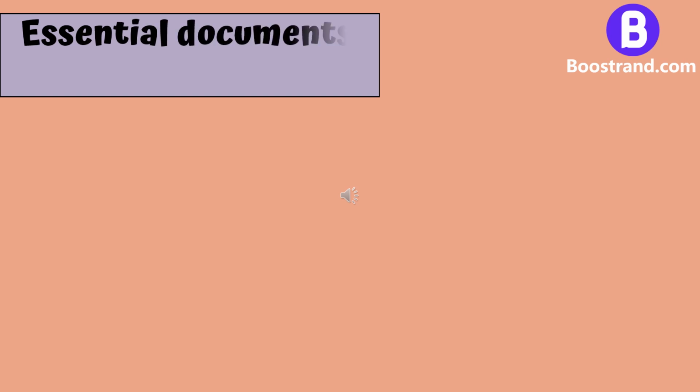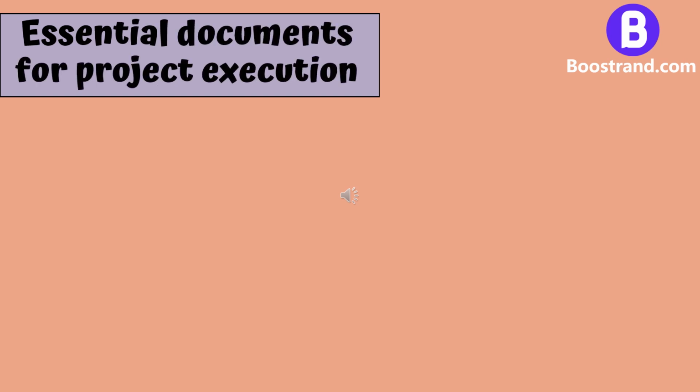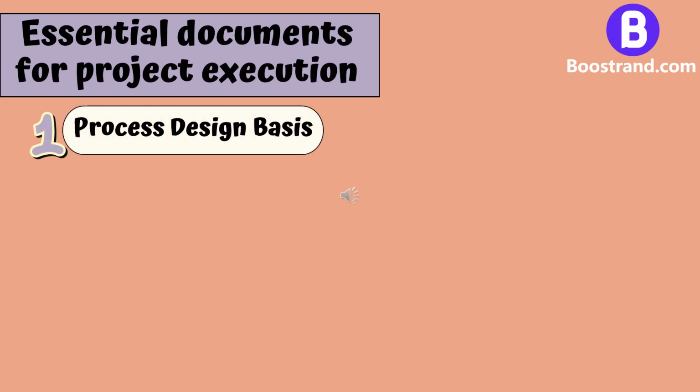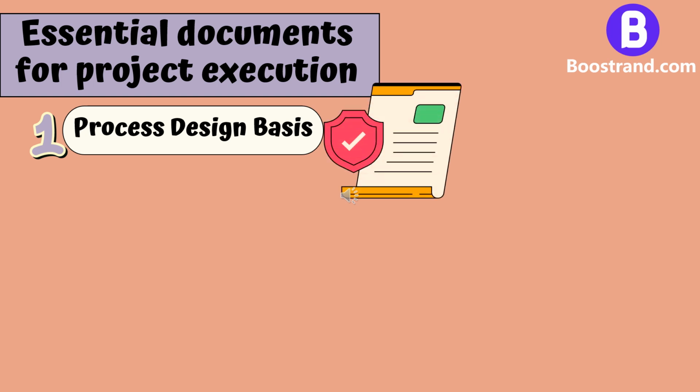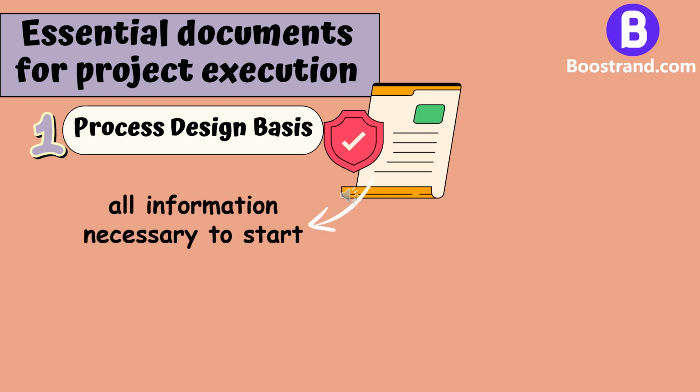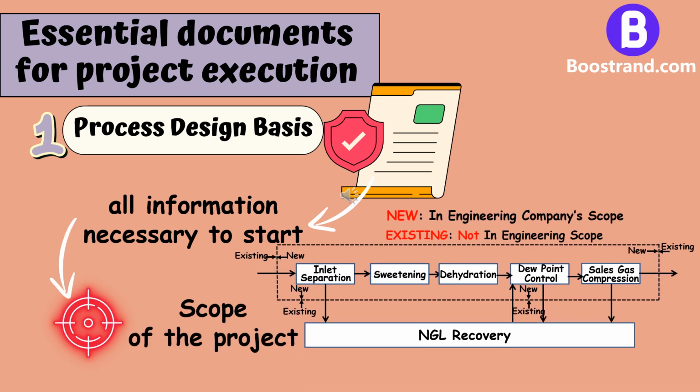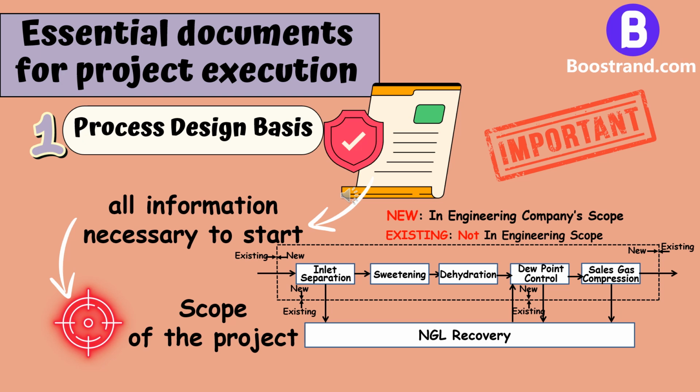Now, let's go through another point, which is essential documents for project execution. Firstly, process design basis. The process design basis is the first document typically issued in a project. It should contain all the information necessary to start the design. These can include scope of the project and the role of the engineering company within the plant. Defining the scope is highly important to have a clear agreement on the responsibility of the engineering company.